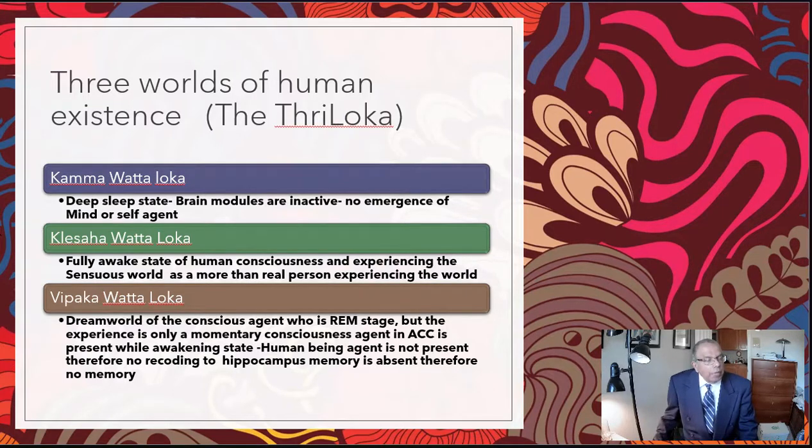So the three worlds are the Kammavatta Loka, the deep sleep state of the human mind, where all brain modules are inactive, no emergence of mind or self agent is present, and you are mostly unconscious. Every human being goes through this world, and that is why he wanted to emphasize that. The Kammavatta, for us, can be scientifically explained as stage 4 sleep. We are in an extreme deep sleep stage.